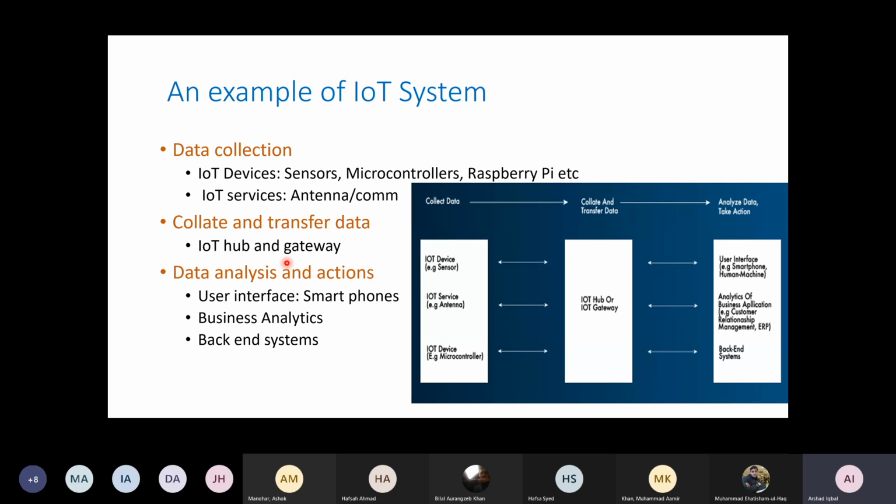And collate and transfer data section actually is the IoT hub and gateway, which provide a mechanism to connect the user interface and the IoT network, on the north side. And data analysis actually provides a user interface, business analytics about the installed network and the backend systems.